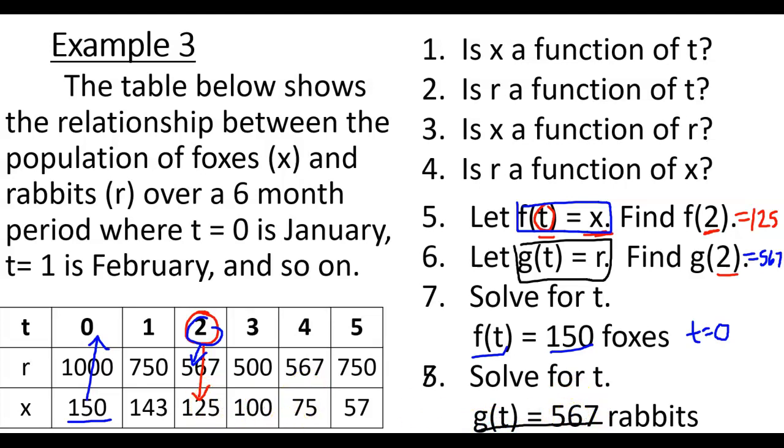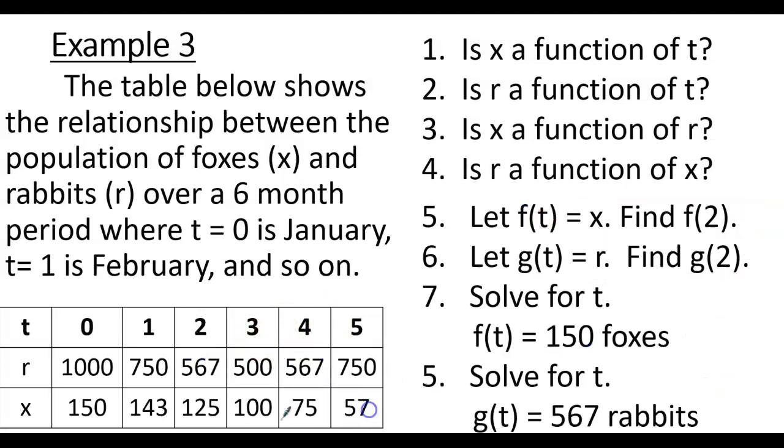Let me clean up my workspace a little bit here. There's actually 2 places where I've got 567 though. And therefore there are 2 possible t values that will give me that. And so if g of t equals 567, that could mean that t equals 2, or it could mean that t equals 4. Okay. So in other words, if there's 567 rabbits, that means that it could be February. It could be March or May. All right. So that is that.